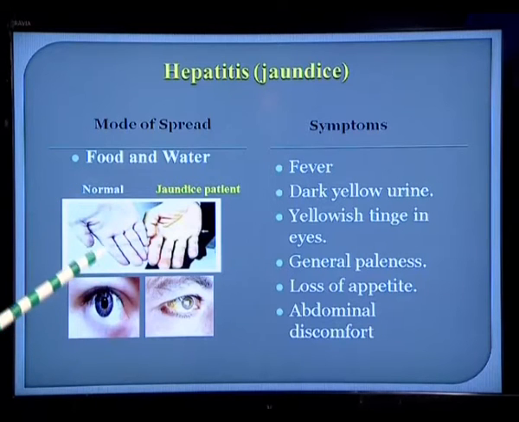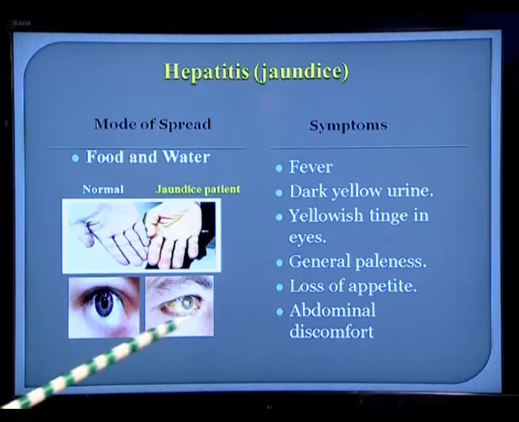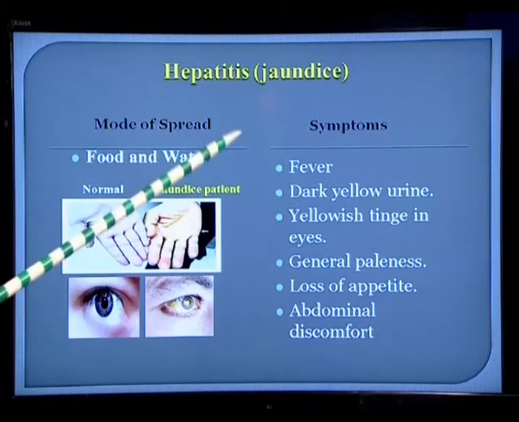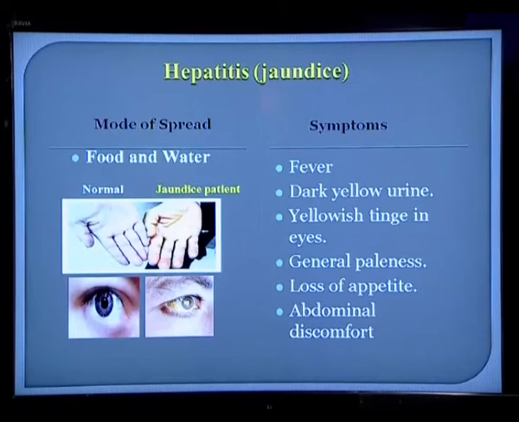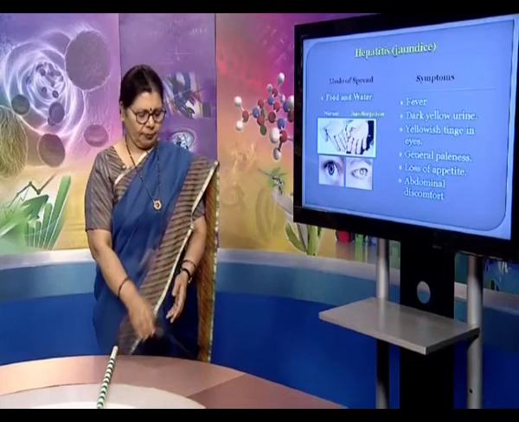These are some pictures where you can see the difference. This is a normal hand, a little pinkish one. This is a jaundice patient's hand. The patient has a yellowish tinge in the hand as well as in the eye. The symptoms are fever, dark yellow urine, yellowish tinge in the eye, general paleness, loss of appetite and abdominal discomfort.